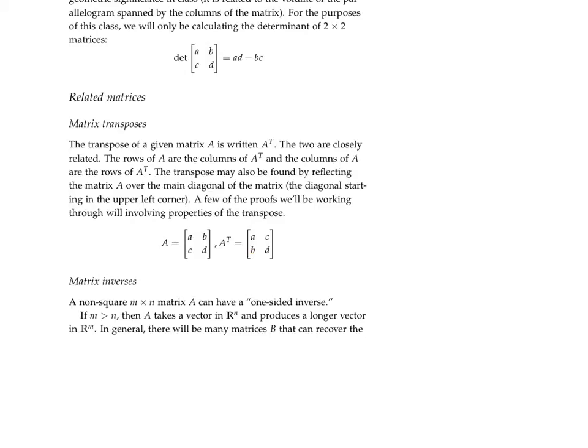The other type of matrix that you need to know about is a matrix inverse. So a non-square matrix, an M by N matrix A, can have a one-sided inverse. If M is greater than N, then A is going to take a vector in Rn, and it will produce a longer vector in Rm. And in general, there will be many, many matrices that can recover the original vector in Rn.